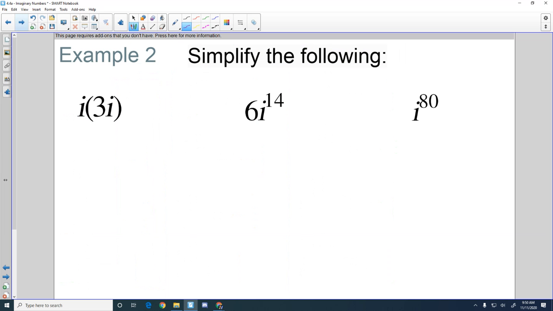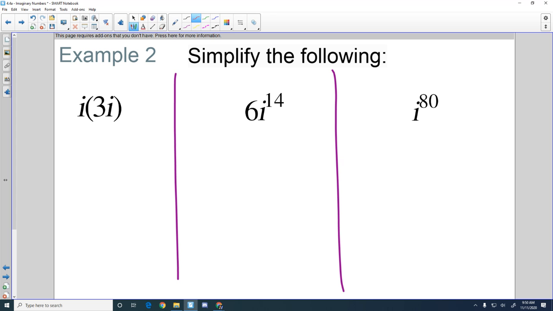I times 3I. I'll give you a few seconds to write these down. So these are 3 separate problems, by the way.